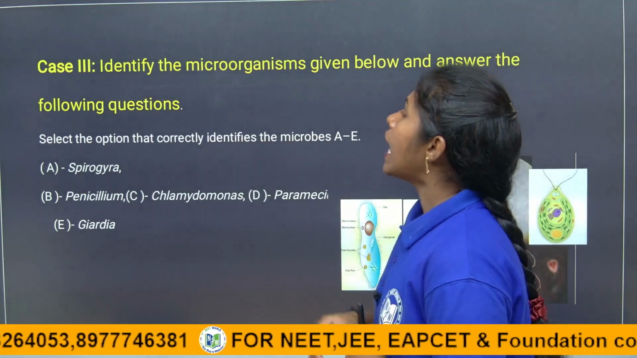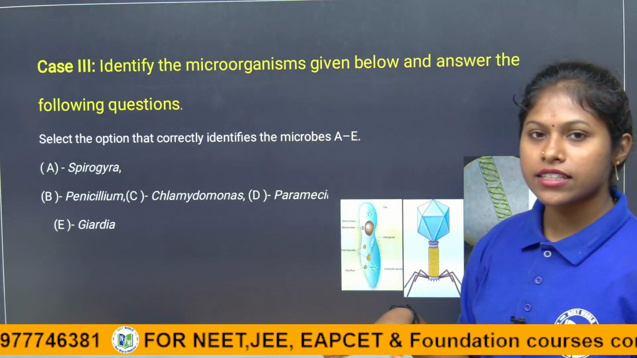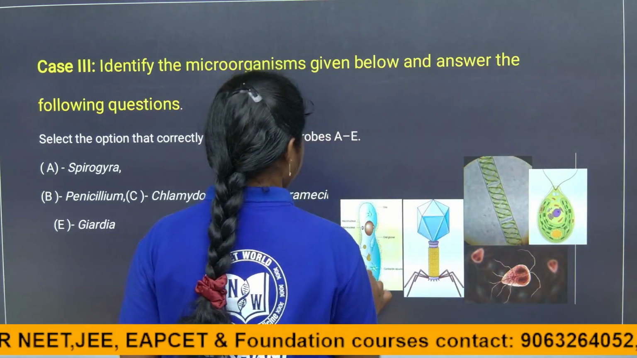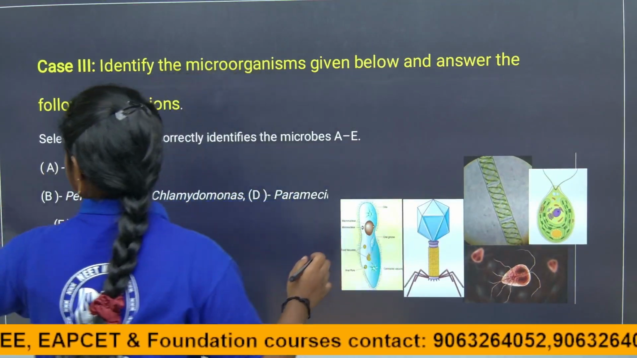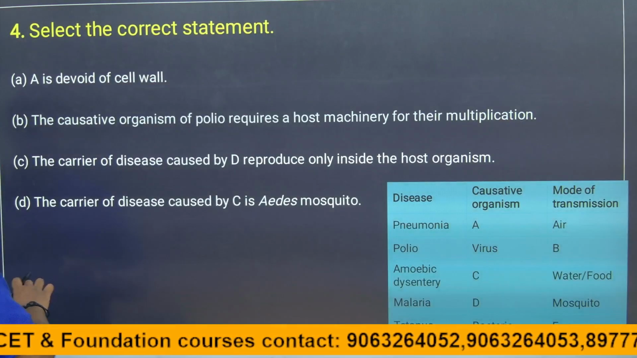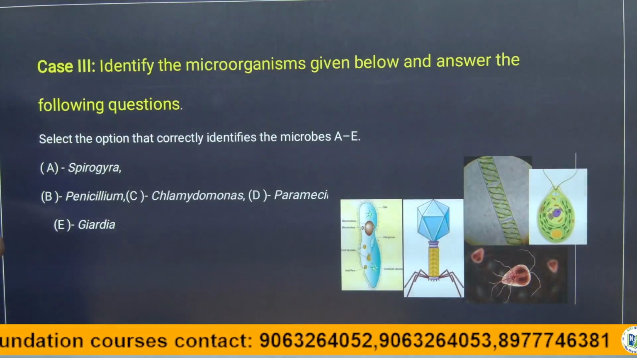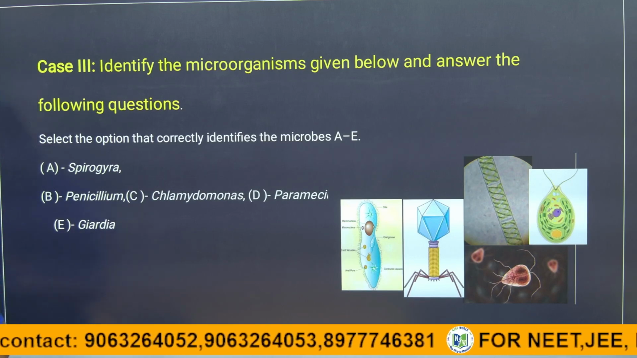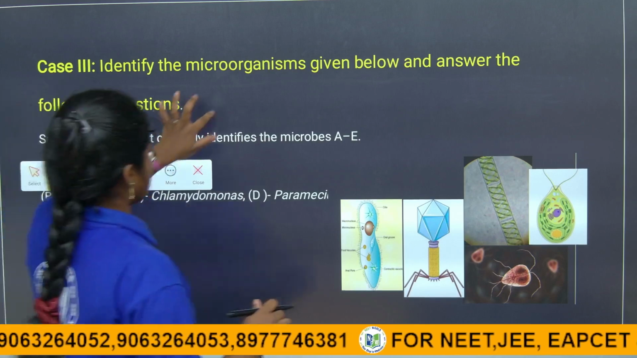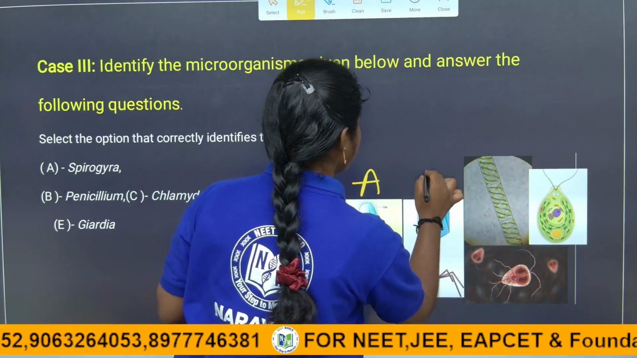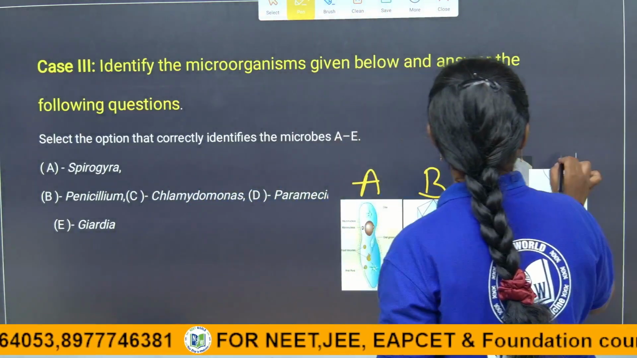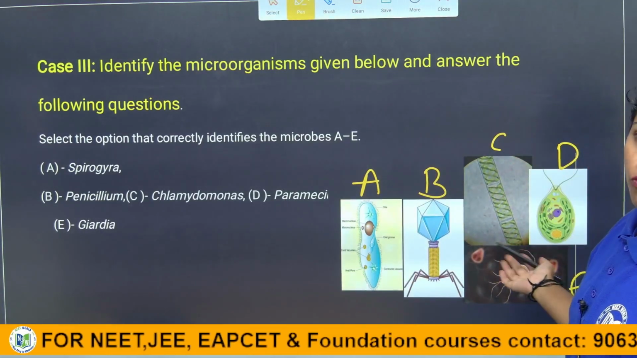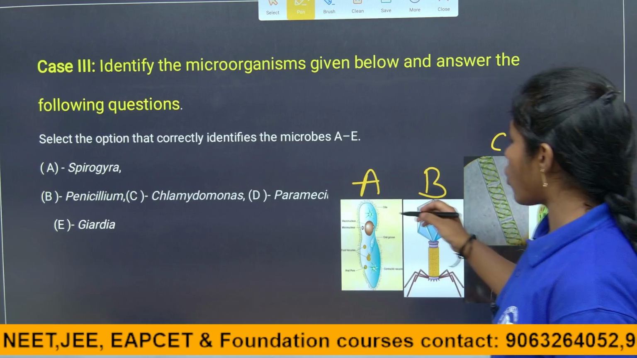So let's see. Identify the microorganism given below. They are asking just to identify the microorganism given below. Here it is given, children. It is A, it is B, and it's C, D and E. So identify what are the names of these microorganisms. So it is a homework for you, children.